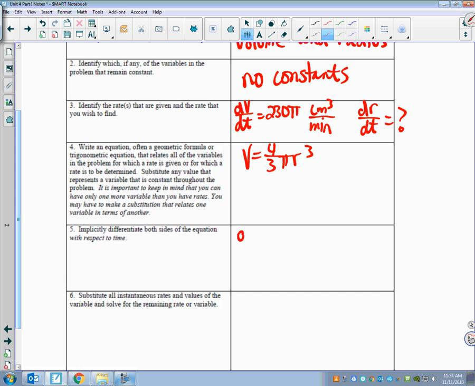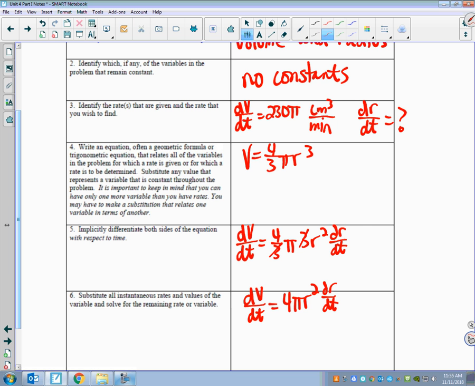We just did it on the previous page, but dV over dt equals 4/3 and pi, it's going to stay the same, but then 3r squared dr over dt. And I could even clean that up and say dV over dt equals 4 pi r squared dr over dt.